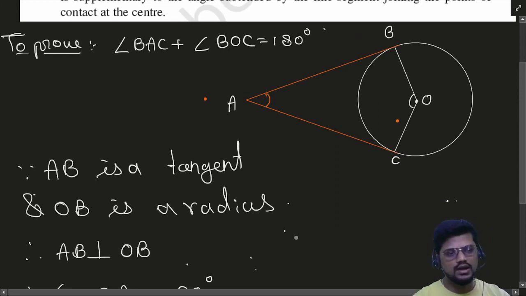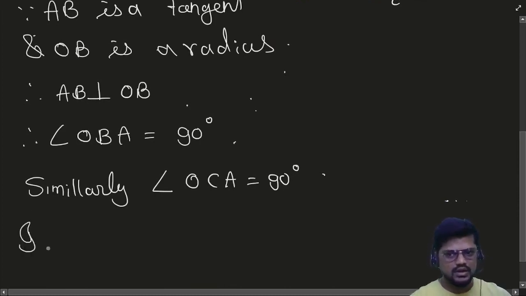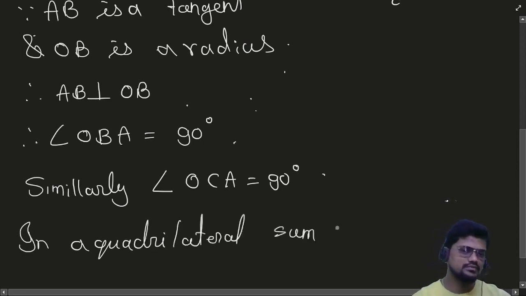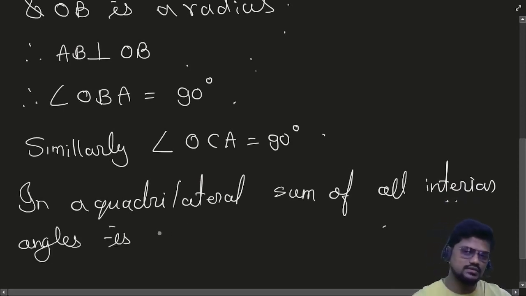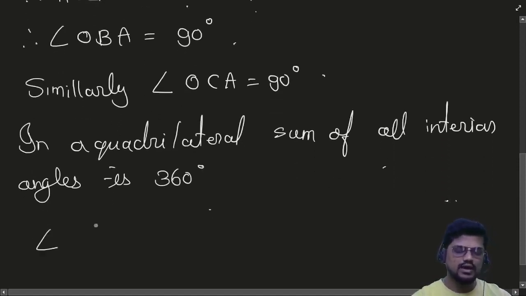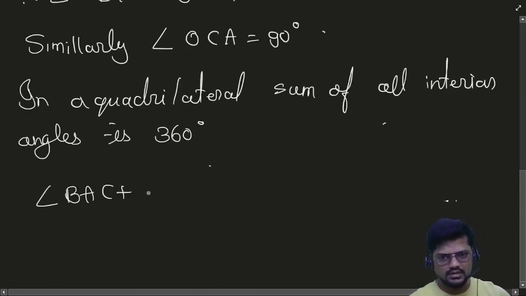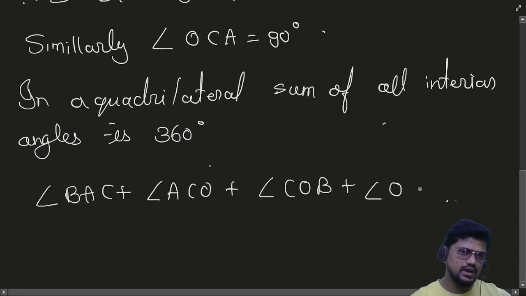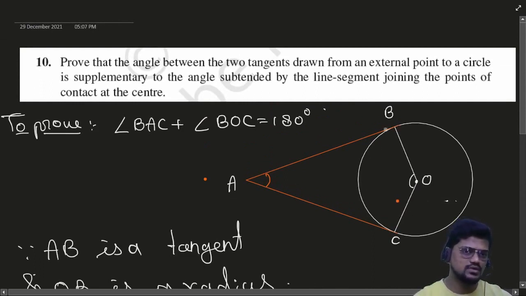Yes or no? In a quadrilateral, what do we know? In a quadrilateral, the sum of all interior angles is 180 degrees, sorry, 360 degrees. Therefore, angle BAC plus angle ACO plus angle COB plus angle OBA will be equal to 360 degrees. Yes or no? Yeah, the sum of all the angles will be equal to 360 degrees.